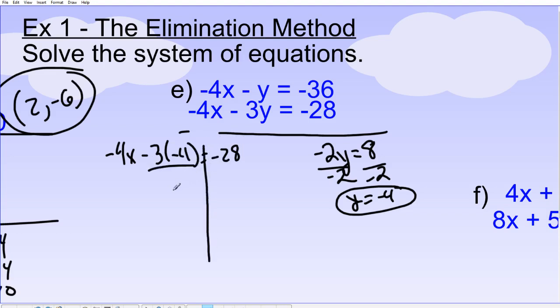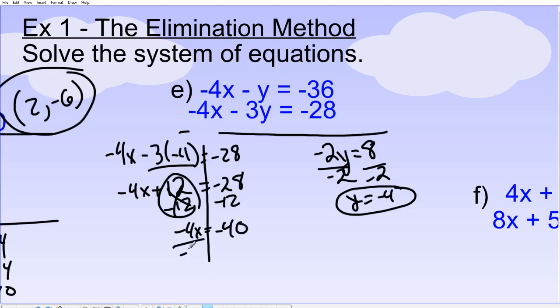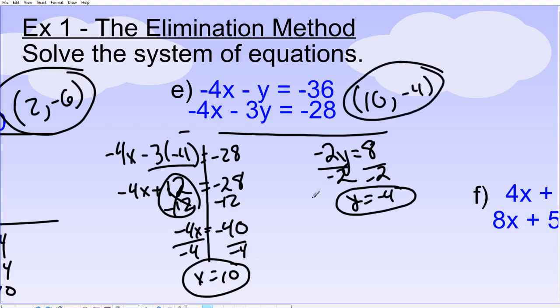Alrighty. Simplify. Negative 3 times negative 4 is a positive 12. Get rid of add and subtract, so I subtract 12 on both sides. These cancel. Negative 4x is equal to negative, I was going to say 38, but it's going to be negative 40. Divide both sides by negative 4, and x is equal to 10. So my solution is the point (10, negative 4). So there is my x variable and my y variable that makes this system of equations true.